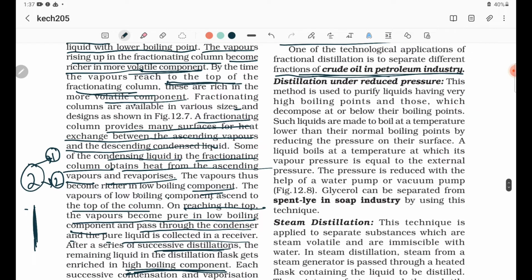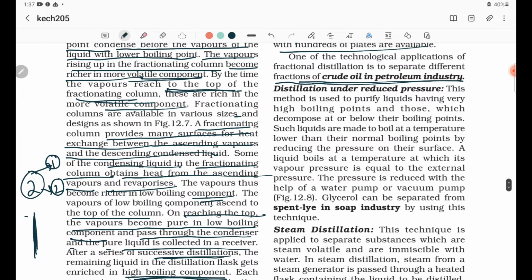Now we will understand this topic, distillation under reduced pressure. This method purifies liquids having high boiling points and those which decompose at or below their boiling point. So by reducing pressure, what can we do? This method is again used for purifying liquids. Obviously distillation means purification of liquids. These liquids have high boiling points, and not only that, below their boiling point they will decompose.